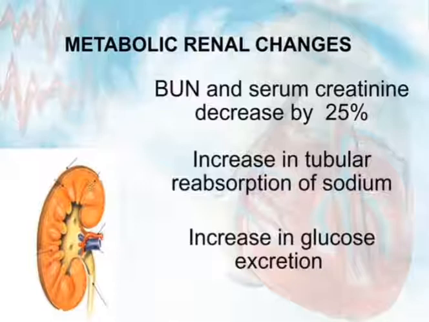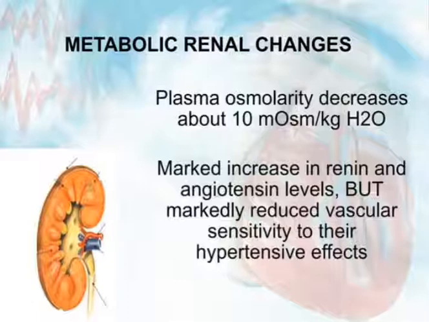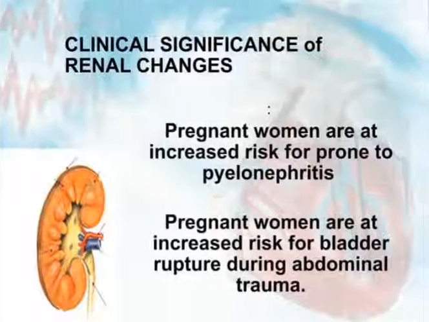Metabolic renal changes. BUN and serum creatinine decreased by 25%. Increase in the tubular reabsorption of sodium. Increase in the glucose excretion. Plasma osmolarity decreases about 10. Marked increase in the renin and angiotensin level, but markedly reduced vascular sensitivity to the hypertensive effects.